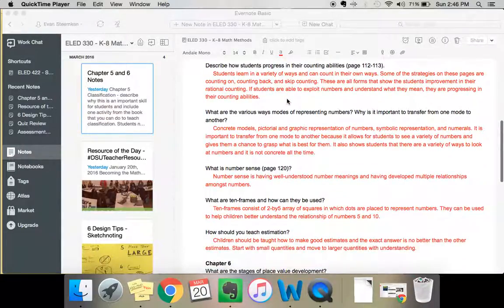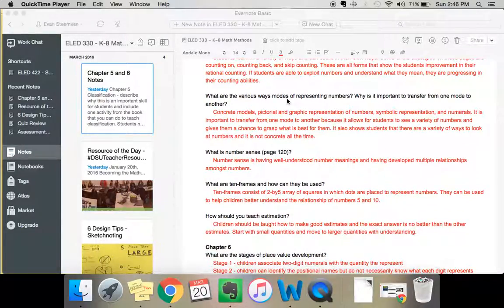I think another thing that I kind of took from chapter 5 was number sense, and this is having a well understood meaning of numbers and multiple relationships amongst numbers. I think if students are able to really understand what numbers mean and what 5 means, 5 of one thing, they are going to be able to develop their mindset of math faster.